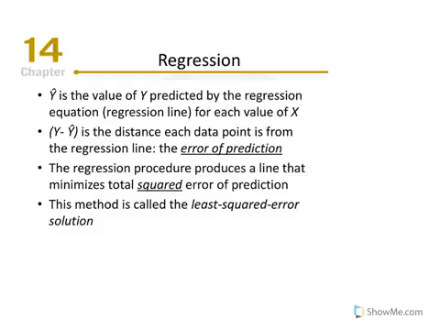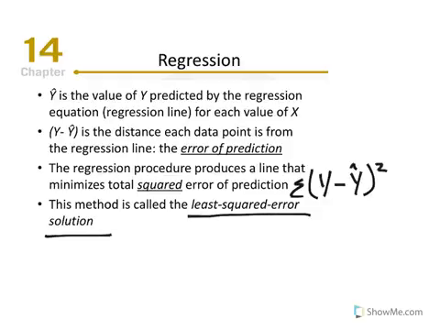So we're going to calculate a value that measures the distance between the actual and the predicted, and we're going to square that and take the summation, and we refer to that as the sum of all squared error values. And we want to minimize that so that we produce the best regression line. So this method is referred to as the least squared error solution.